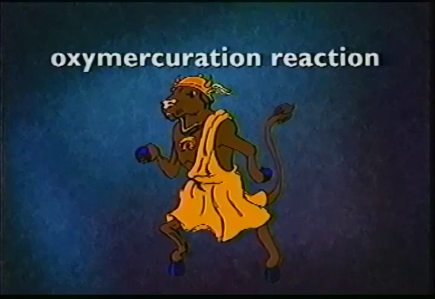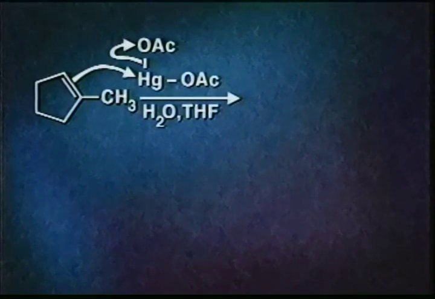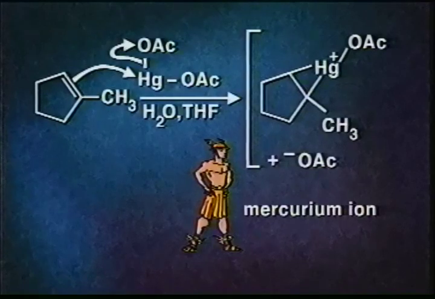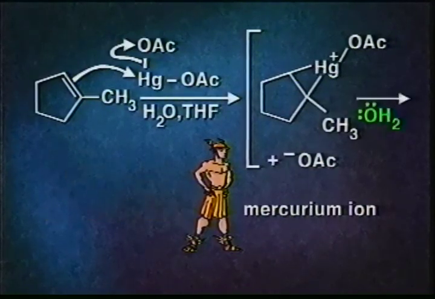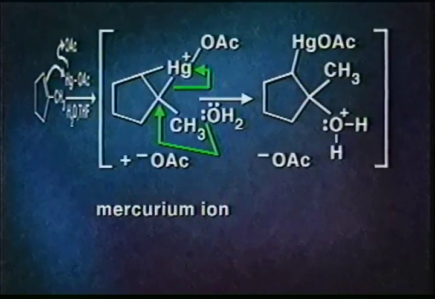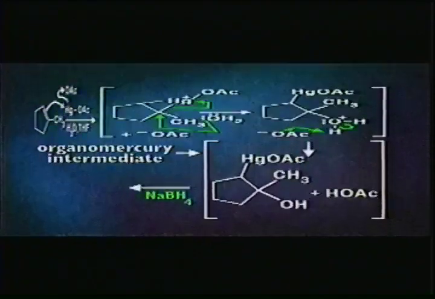The overall oxymercuration reaction looks like this. An alkene in a mixed solvent solution of water and THF reacts with mercuric acetate to produce a mercurium ion, which is similar in structure to a bromonium ion. Nucleophilic water moves in and bonds to one of the carbons of the double bond. The water kicks out one of its protons, leaving behind an organomercury intermediate.